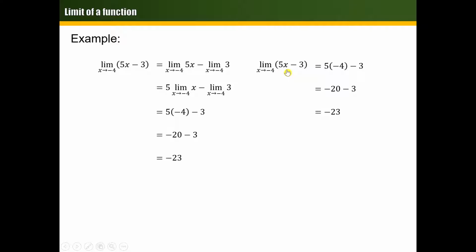We'll change x by negative 4. Magkakaroon tayo ng 5 times negative 4 minus 3. So wala nang limit sa harapan nito ngayon kasi nag-evaluate na tayo ng limit this time. And 5 times negative 4 is negative 20, minus 3, so we have negative 23. So dahil nag-exist ang number na negative 23, ito na yung limit ng ating function.